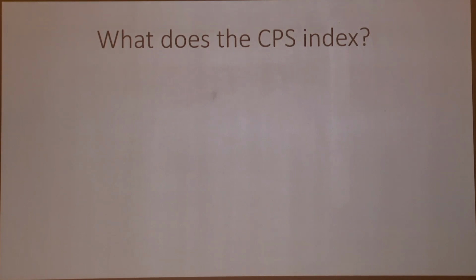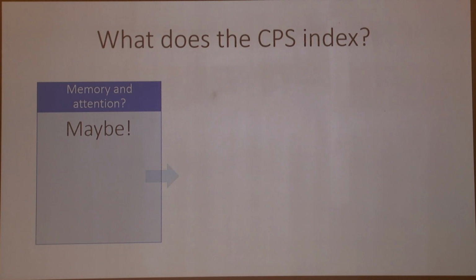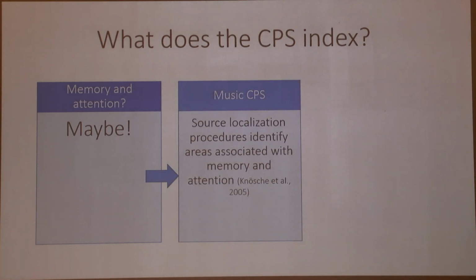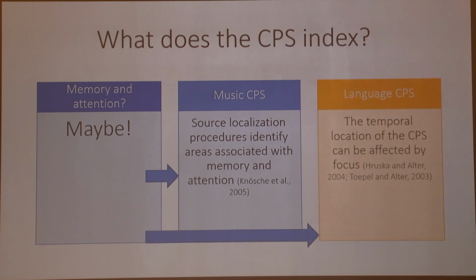But still other evidence suggests that it may be indexing more domain general, non-modality dependent processing. Some studies of the music CPS and the language CPS suggest specifically that it may be reflecting memory and attentional allocation. Source localization procedures have indicated that when the music CPS is elicited in trained musicians, the most active areas of the brain include limbic structures that are commonly associated with memory and attention. And studies of the language CPS have found differences in the response based on attentional allocation.